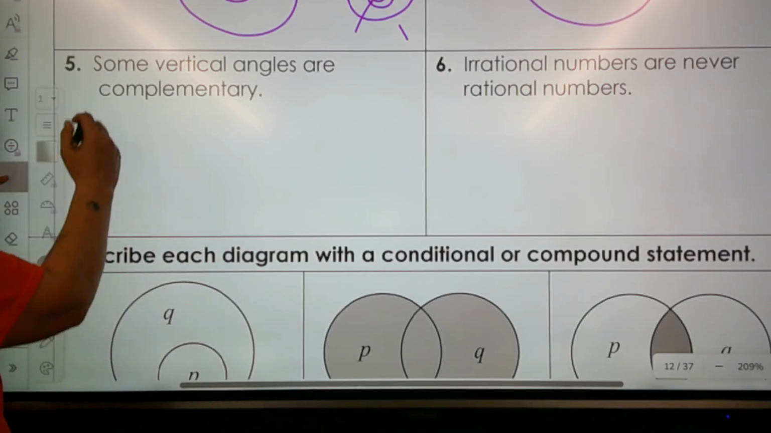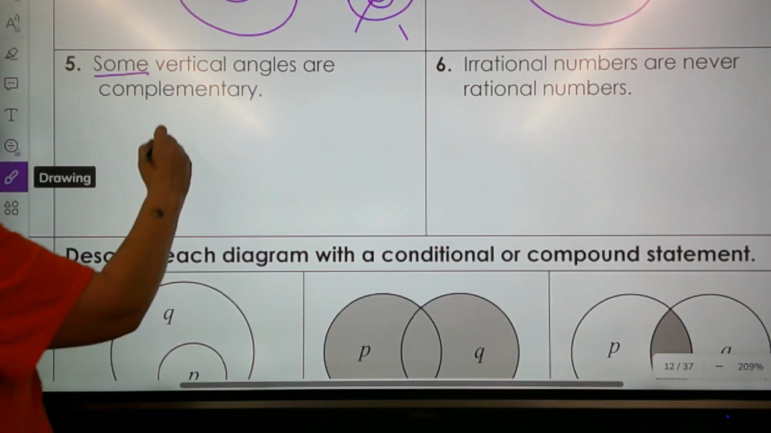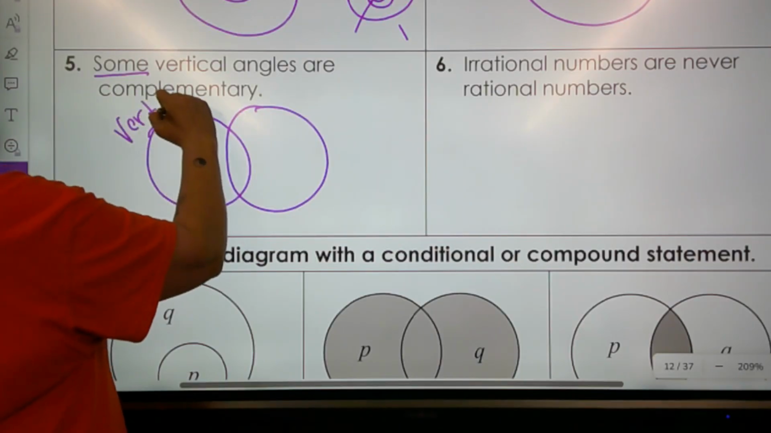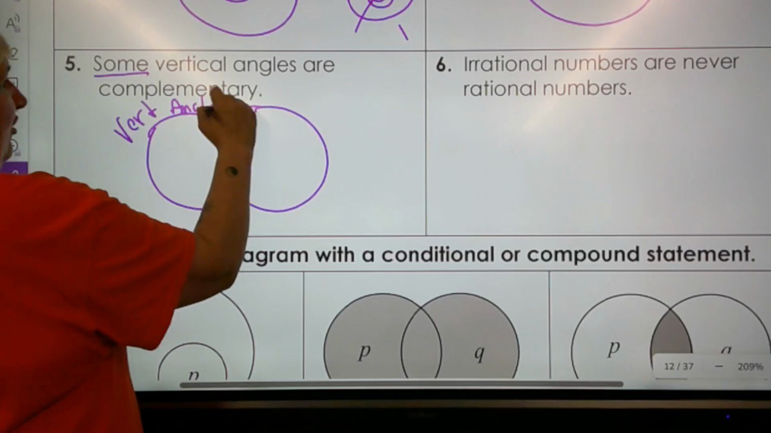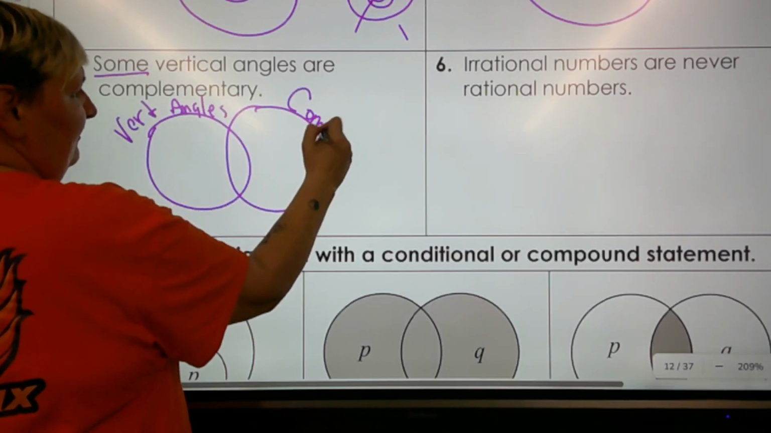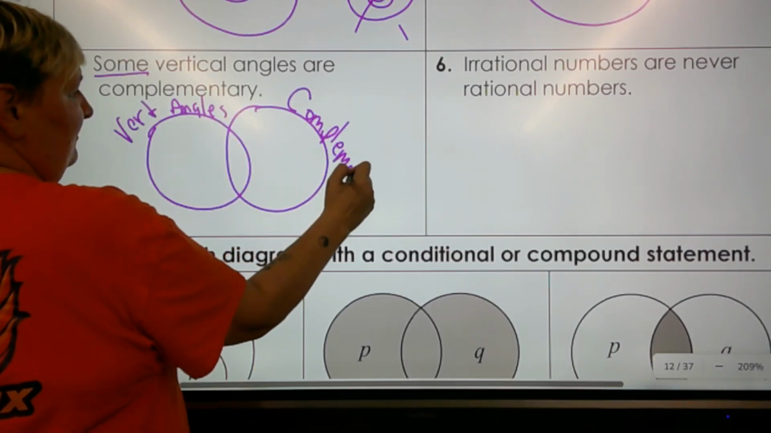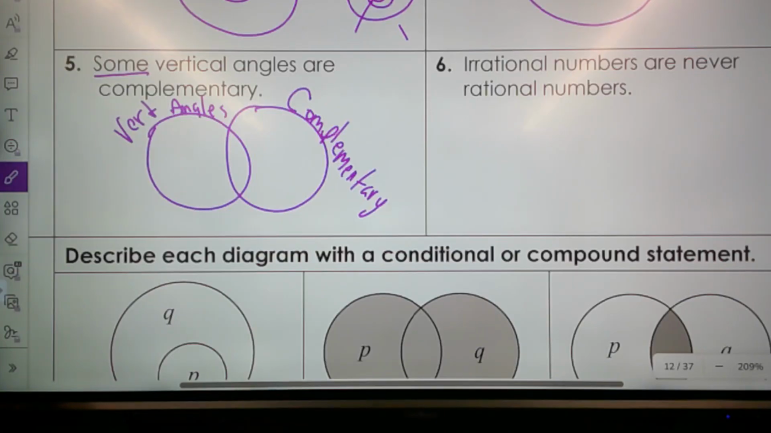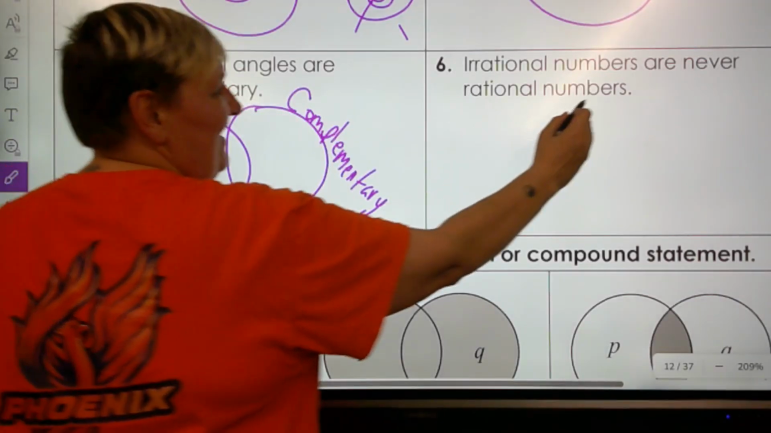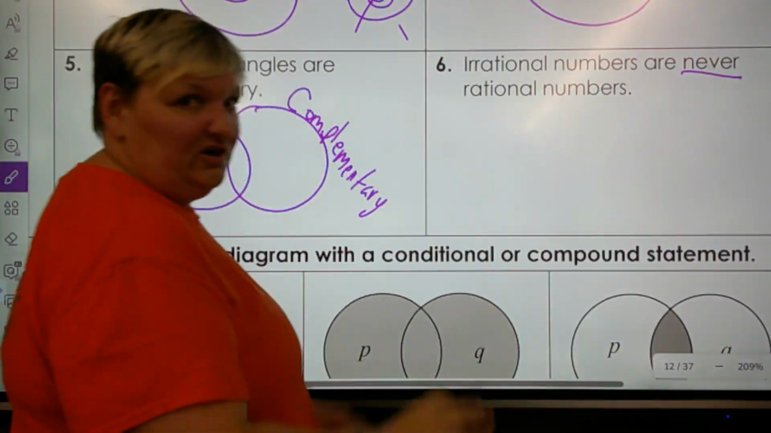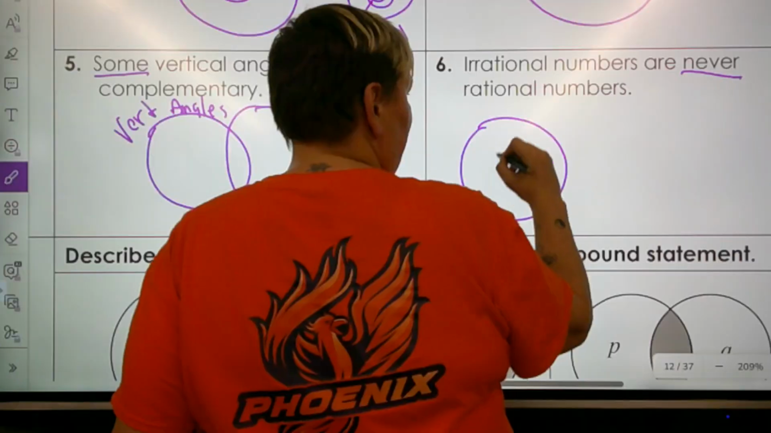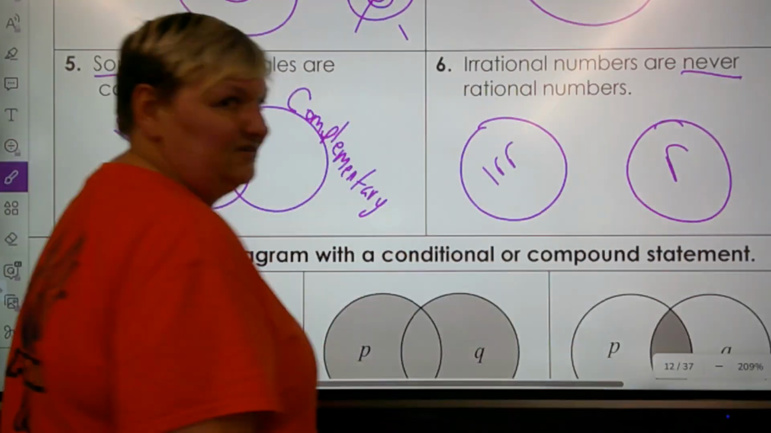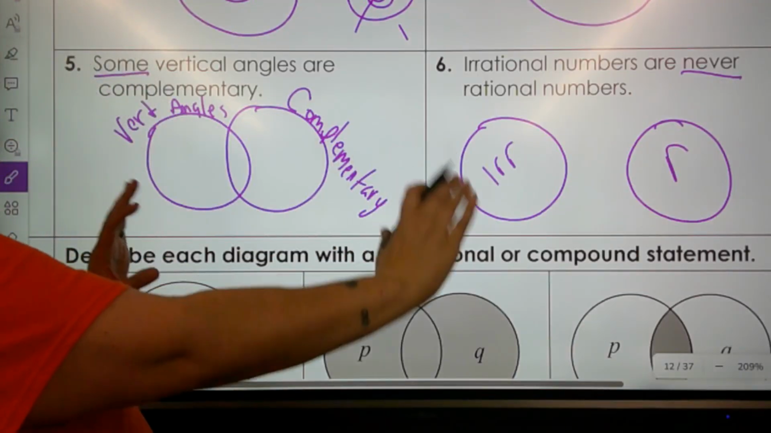All right, 5. Some, which means they overlap. Vertical angles are complementary. Is that what you got? I hope that's what you got. Some was your key word. And then 6. Never, so they're completely separate concepts. Irrational numbers are never rational numbers. Separate concept. How'd you do?